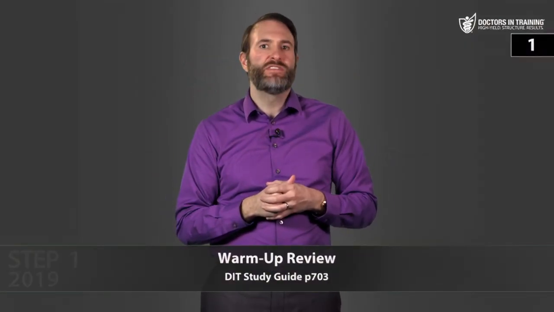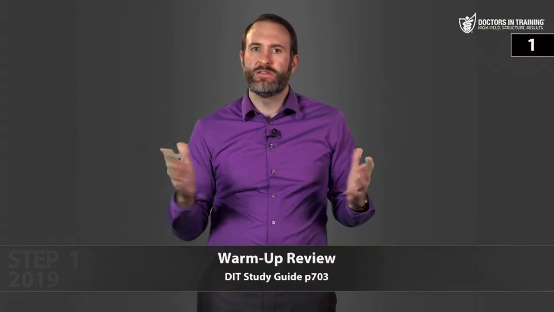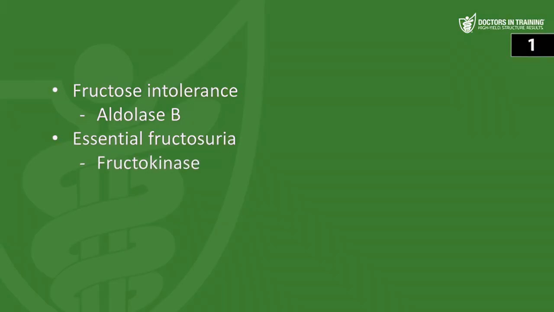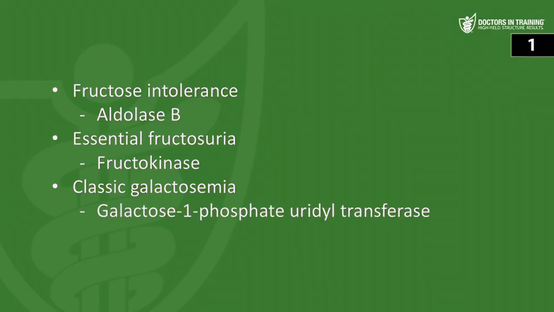It's time for another warm-up. Let's get going. Which enzyme is deficient in each of the following diseases? So first we have fructose intolerance. That's going to be aldolase B. Essential fructosuria is going to be fructokinase deficiency. And classic galactosemia is going to be a galactose 1-phosphate uridyl transferase deficiency.